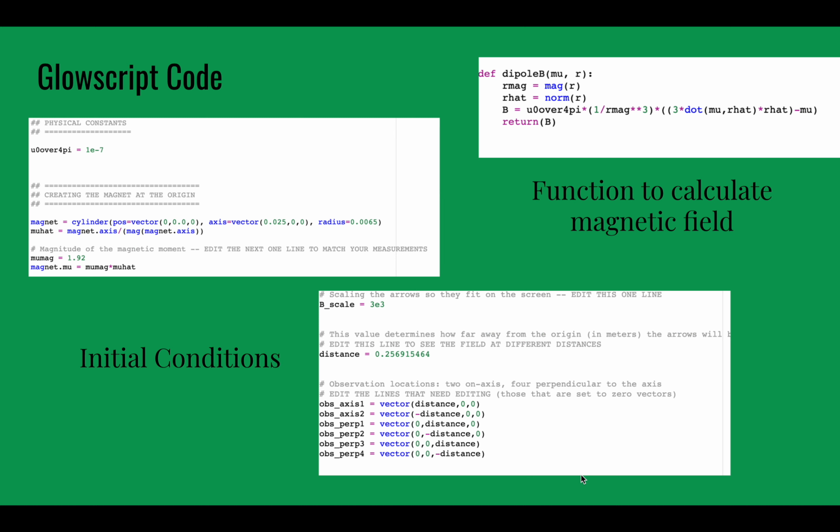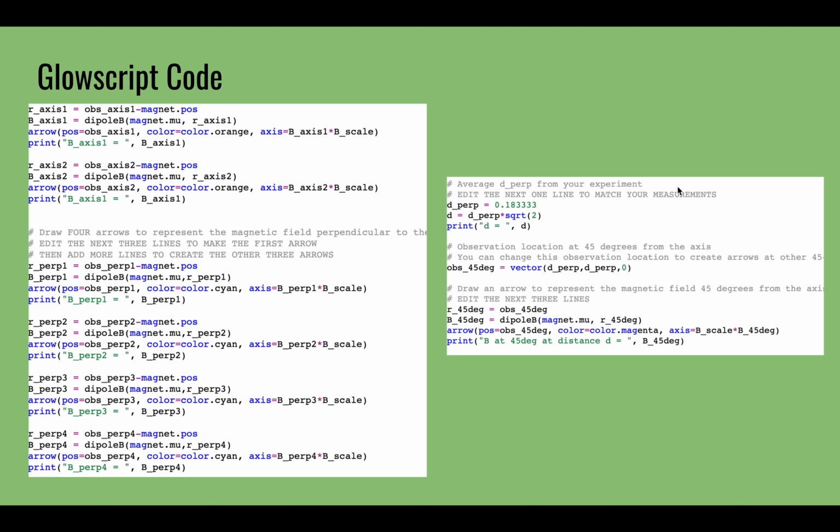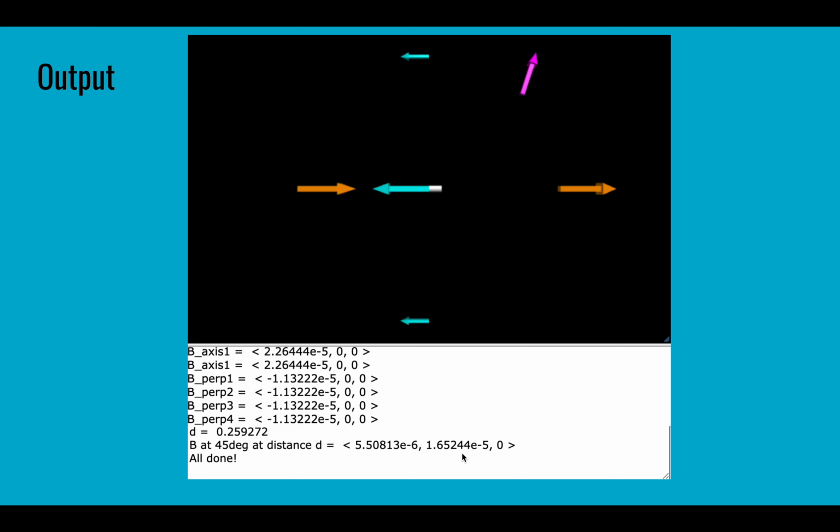I'll now show our GlowScript code. These are showing our initial conditions right here, and we can see that the dipole moment of the magnet, I put it here as 1.92, and these are some of our other initial conditions, and then this is the function to calculate the magnetic field. This is some more of the code just to create those arrows and to show the magnetic field, and this is the output of our results.